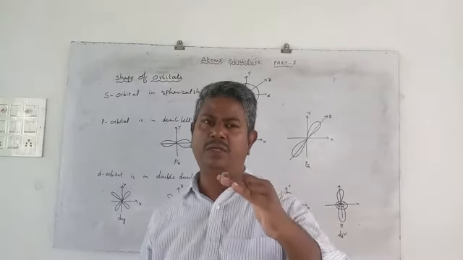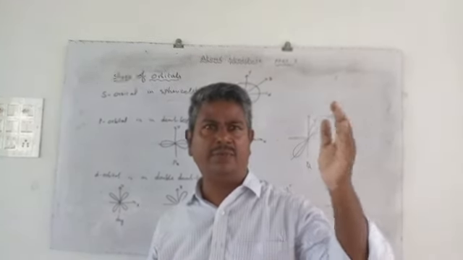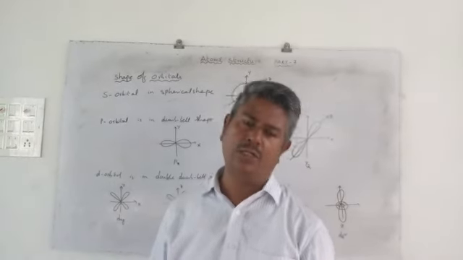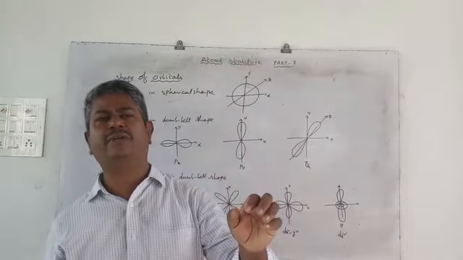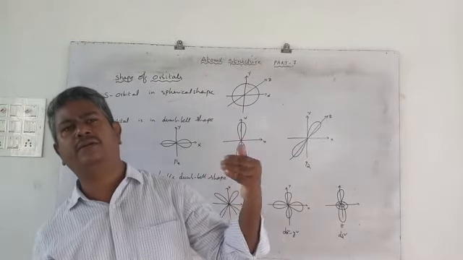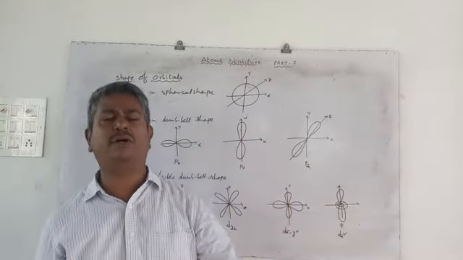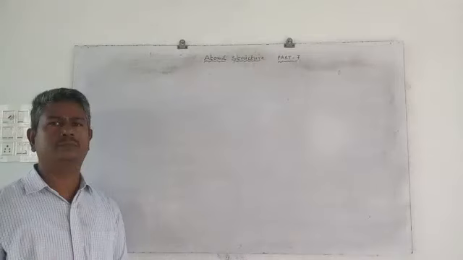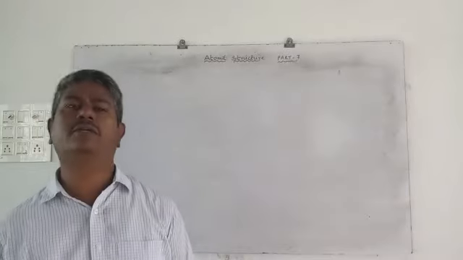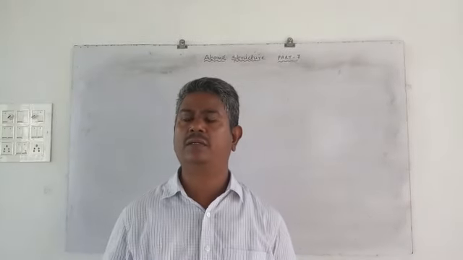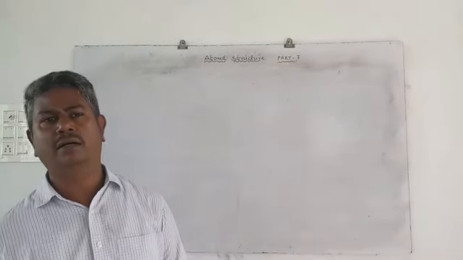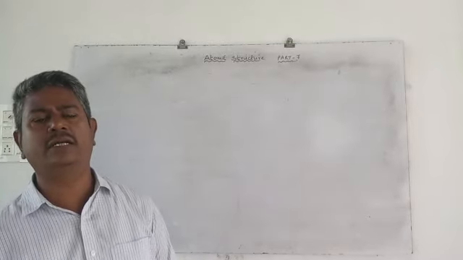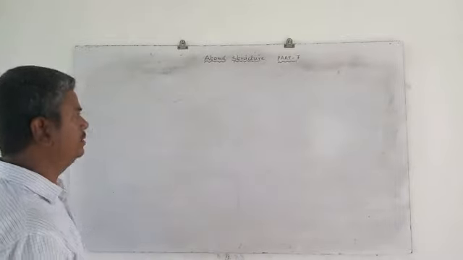So the difference between orbit and orbital we explained, as well as the shape of the orbitals. Now, what is electronic configuration, and what are the rules we follow while filling the electronic configuration, will be discussed here. What is electronic configuration? The arrangement of electrons in specified orbits is called electronic configuration.